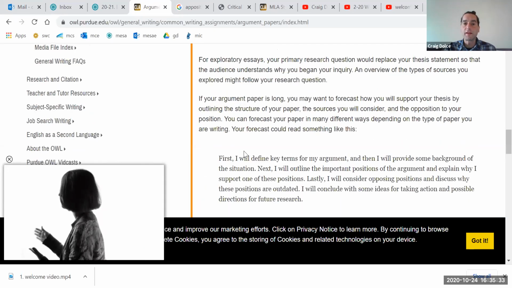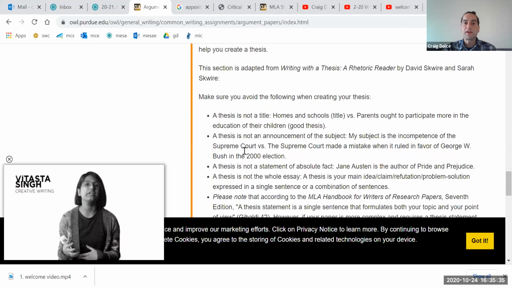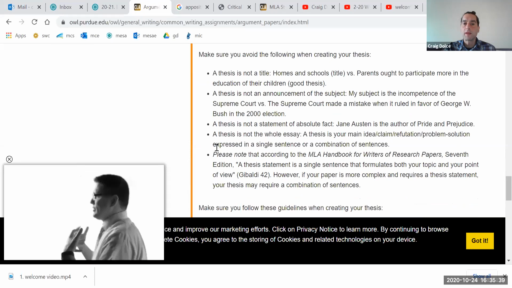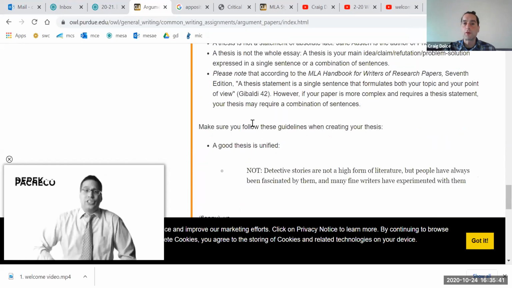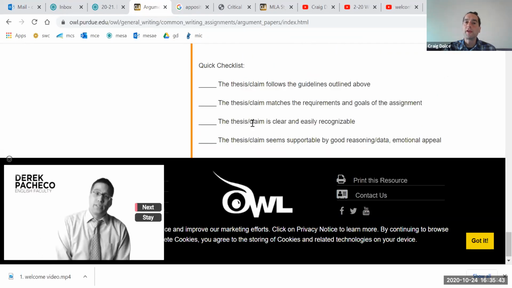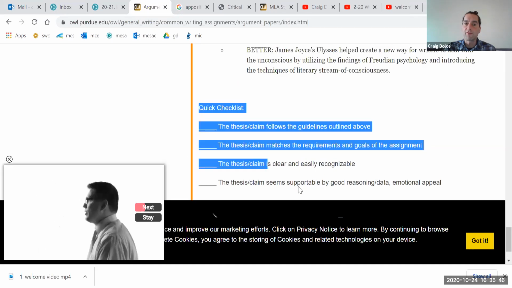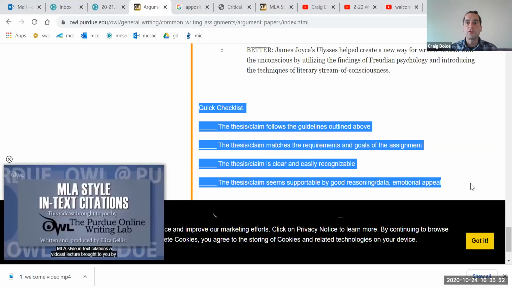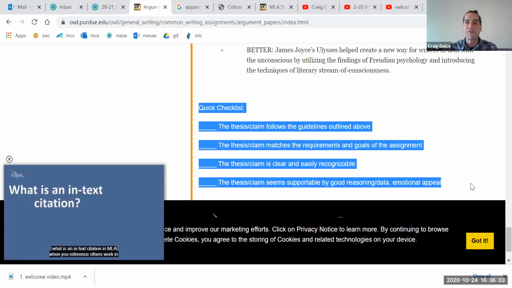Last but certainly not least, they have some examples here. Take a look at the thesis checklist, and I'm going to include this thesis checklist within the discussion so that hopefully these are the four things that everyone is accomplishing, as you're getting ready to revise and work on your draft of your introduction so that you can complete a successful introduction that fulfills this assignment's guidelines and is effective.